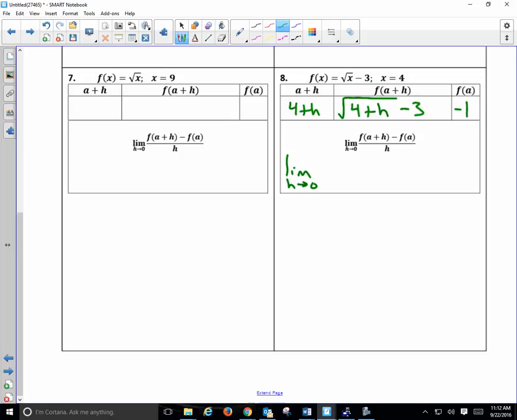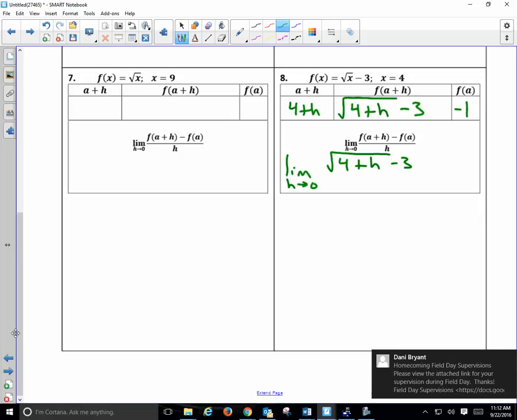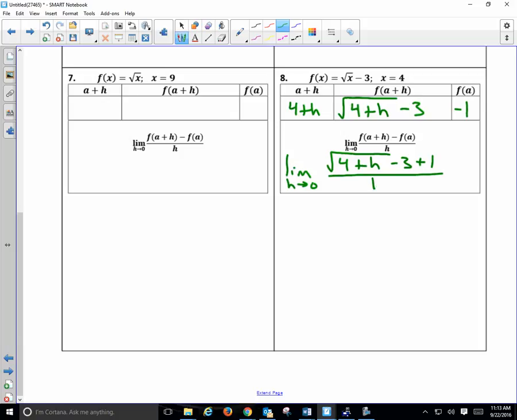Now I set up all the pieces. Limit as h goes to 0 of square root of 4 plus h minus 3, minus negative 1 or plus 1, all over h. So I have the limit as h goes to 0 of the square root of 4 plus h minus 2 all over h. Again, if you plug in 0, you get 0 in the denominator. You also get it in the numerator.